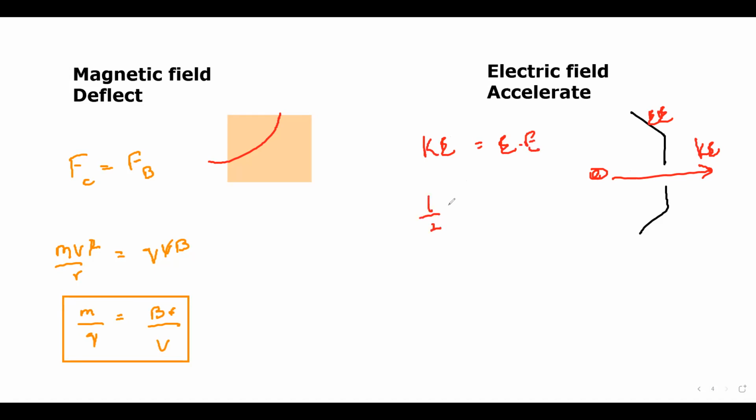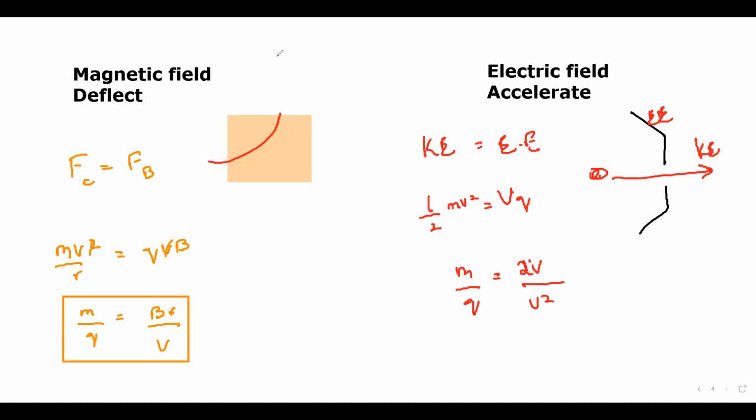Kinetic energy is half mv squared, and electrical energy is voltage times charge, VQ. So if we need the mass to charge ratio here, that is equal to 2V divided by v squared, but this capital V is not the speed, it is the voltage. This small v is the speed and this capital V is the voltage. So it will be 2V divided by v squared.